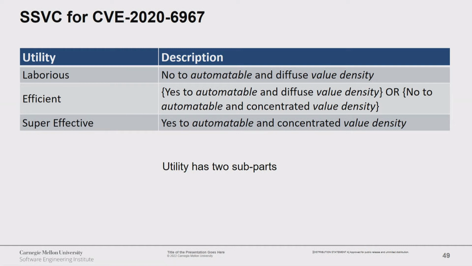We could redo the trees to make automatable and value density explicit, and just make sure that whenever those two, yes or diffuse and no and concentrated, we make sure they always have the same answer. But it's easier to manage that cognitive load if you condense them here. So we'll just go through those two questions like the analyst would do.